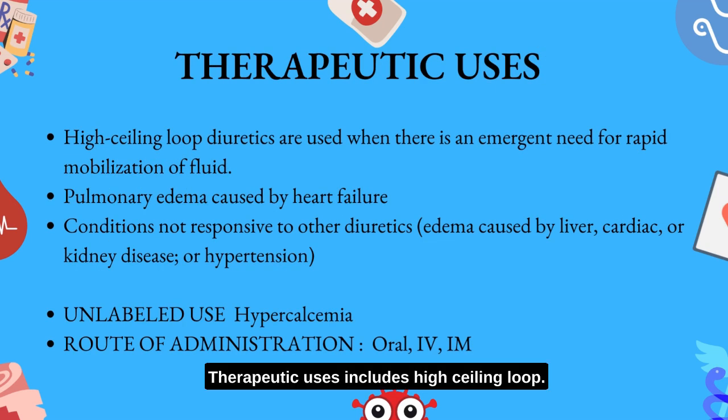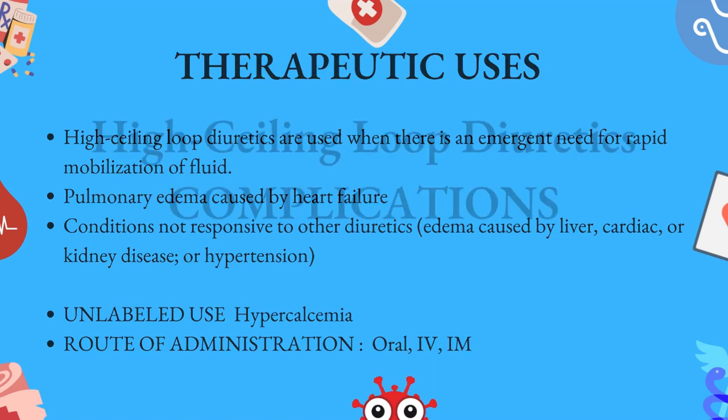Therapeutic uses include: high-ceiling loop diuretics are used when there is an emergent need for rapid mobilization of fluid. Pulmonary edema caused by heart failure. Conditions not responsive to other diuretics: edema caused by liver, cardiac, or kidney disease, or hypertension. Unlabeled use for hypercalcemia. Route of administration includes oral, intravenous, intramuscular.